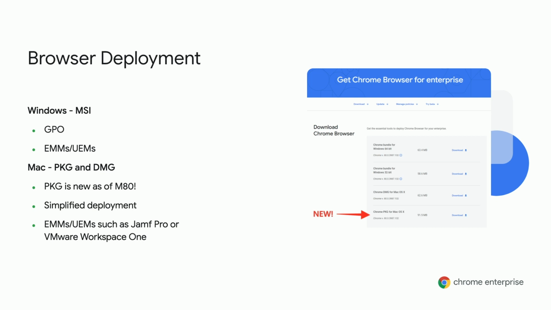We listened very closely to our users' feedback on some of the challenges that they had with managing DMGs and pushing those onto Mac. So as of version 80 for Chrome, we released a PKG package, which allows you to have a simplified deployment and guarantee that all of the components are installed correctly and where they need to be. And you can push that once again with your favorite tool of choice, such as JAMF Pro, Workspace ONE, or any other tool that you would use to manage your Mac OS devices.